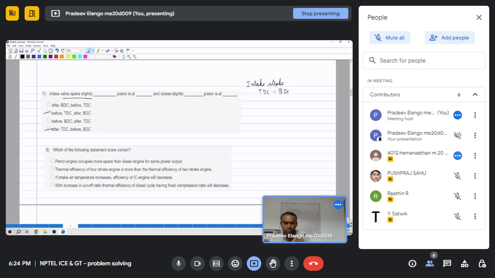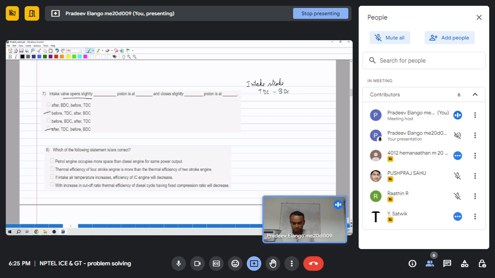So now can you say if it is before or after? Option B, before TDC? Why? D, sir. After TDC, before BDC. And why? For the intake, it should open after the piston starts moving down, and it should close before reaching the BDC, because the next stroke will be compression.